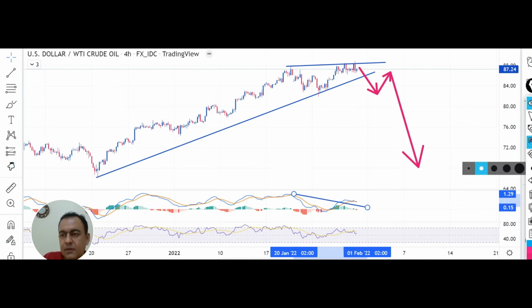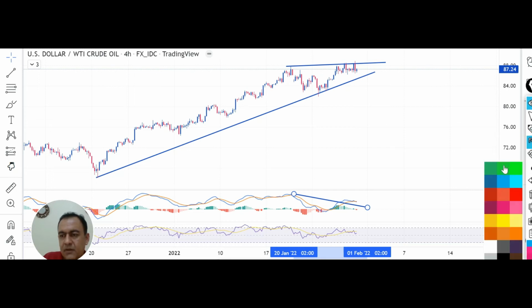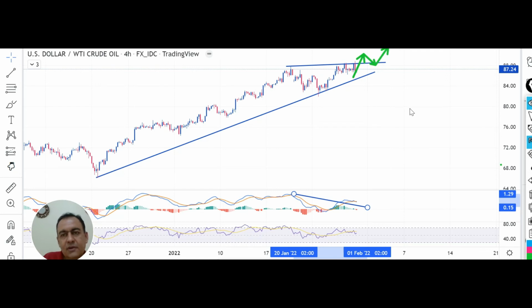Something like this, not so deep, towards this area, 80. So out of the four setups, this is the number one setup which I'm looking at. But the only condition is it should break below the rising trend line. And the point of invalidation would be if it breaks above this region and makes a valid support. Otherwise, as per the bearish divergence scenario, I'm looking at the setup for the sell side.